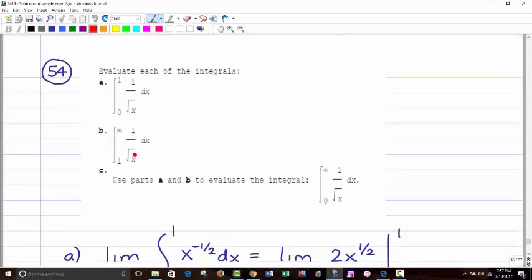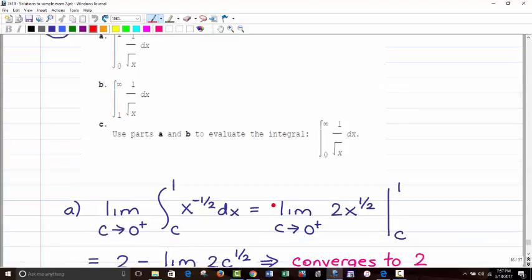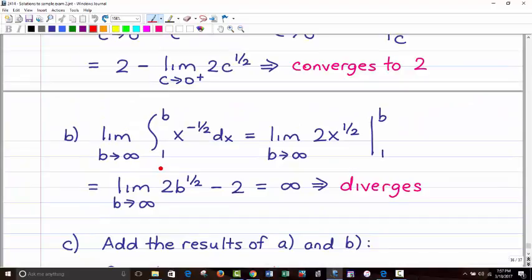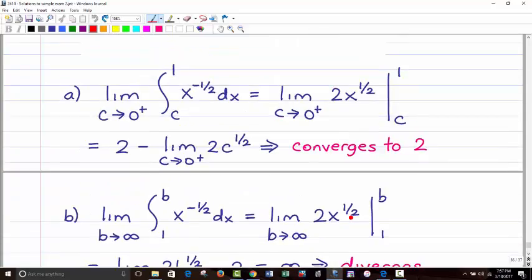So now let's see with part B what happens if you go from 1 to infinity. Let's see. Same antiderivative, of course, but let's put b in there, 2b to the 1/2, minus 2 when you put 1 in there. That diverges.